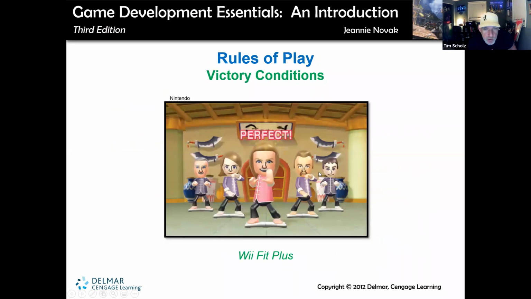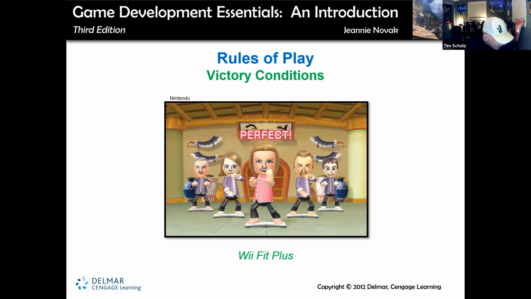One of the first things you have to decide when you're working on your gameplay is your rules of play. And when figuring out rules of play, one of the first things you want to figure out is your victory conditions. Every game pretty much has some sort of victory condition, some condition where the game essentially ends.